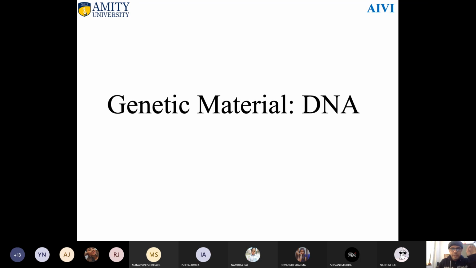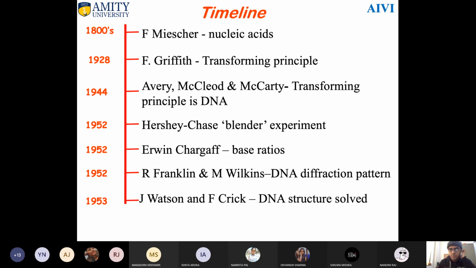Just quickly, this is a timeline history of how DNA, your genetic material, was discovered. Mainly we focus on two things: one is the discoverer, Miescher, and the second is the one who proved that DNA is the genetic material, that is Hershey and Chase. And the last is Watson and Crick, and Rosalind Franklin and Wilkins. These four deciphered the structure.